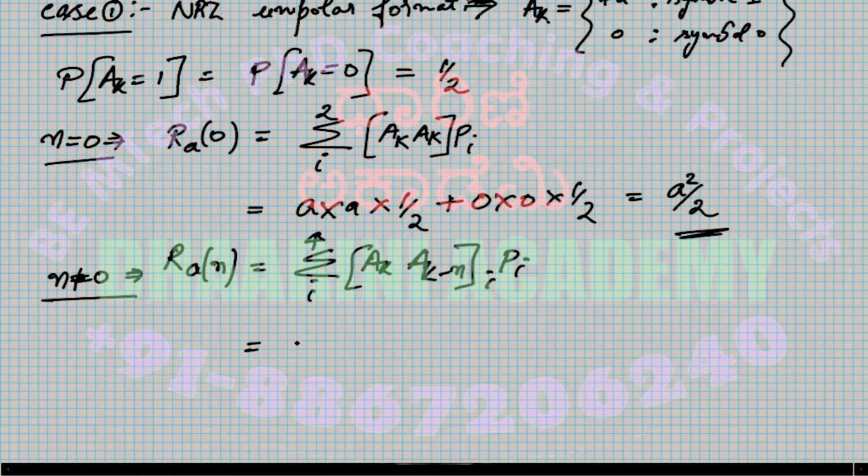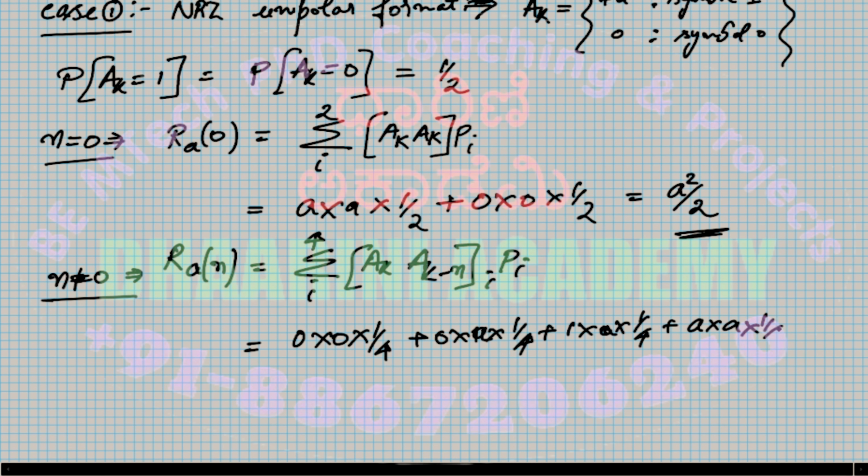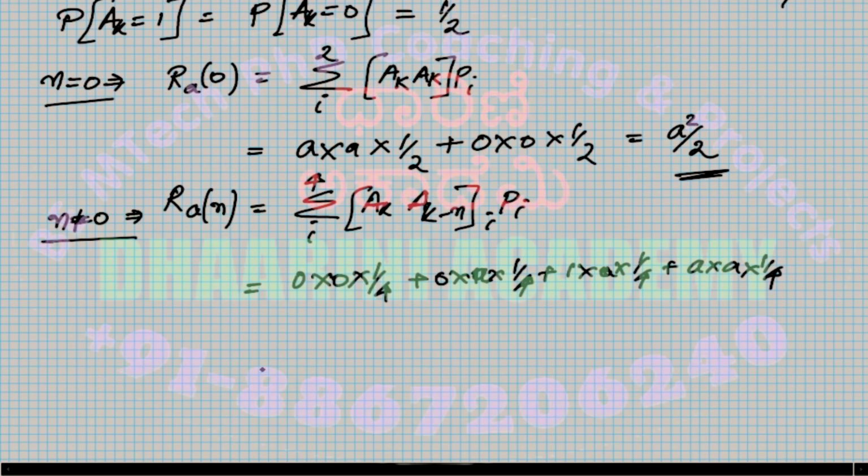So let's directly write. I write 0 into 0 into the probability. There are 4 combinations, so this should be 1 by 4, plus 0 into 1 by 4, plus 1 into 0 into 1 by 4, plus the last one. This is not 1, sorry, this is A, because our notation is A. Sorry, please correct. So the last one is A into 1 by 4. So what is the meaning? This is equal to A square by 4.